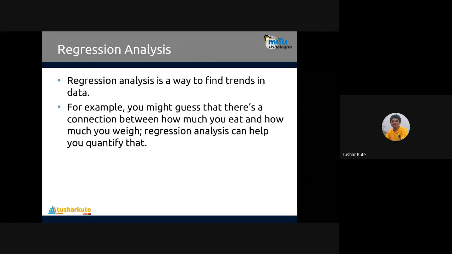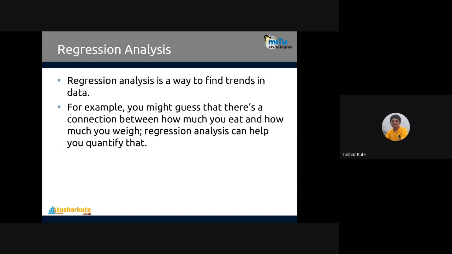Now, connected to that, we have another kind of model which is used to do predictive analytics on the data, but internally using the concept of linearity. So regression analysis, we have talked about regression analysis already. What is that? It is the way to find a trend in the data, a linear trend. For example, you might guess that there is a connection between how much you eat and how much you weigh. Correct? Regression can help you to quantify that.